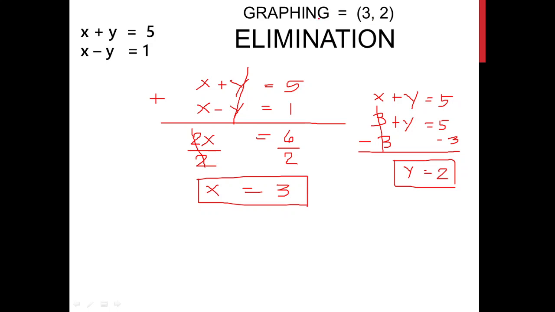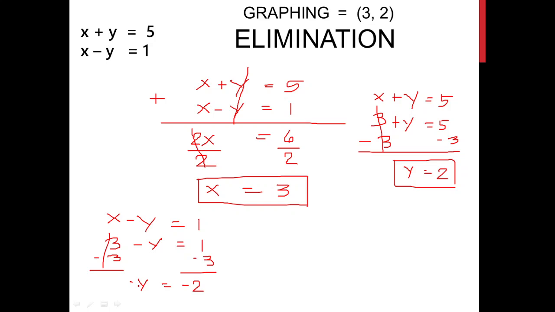So my elimination and my graphing methods yield the same answer. Let's try to substitute this in my second equation and see if we come up with the same value of y. So x minus y is equal to 1. x is 3 minus y equals 1. Using the additive inverse, I add a negative 3 on both sides. This will cancel out. What's left is negative y is equal to 1 minus 3, which is negative 2.